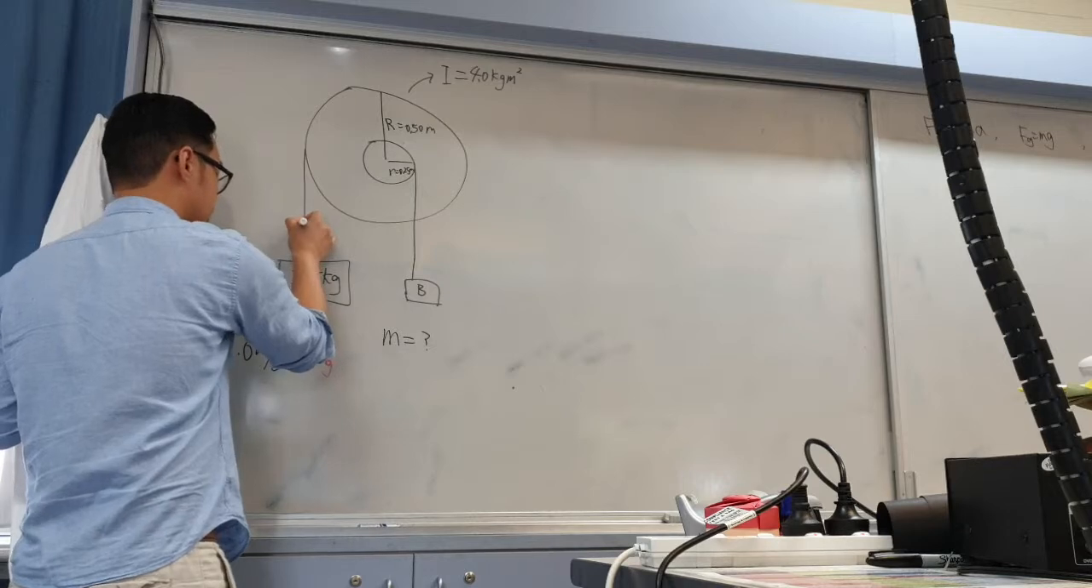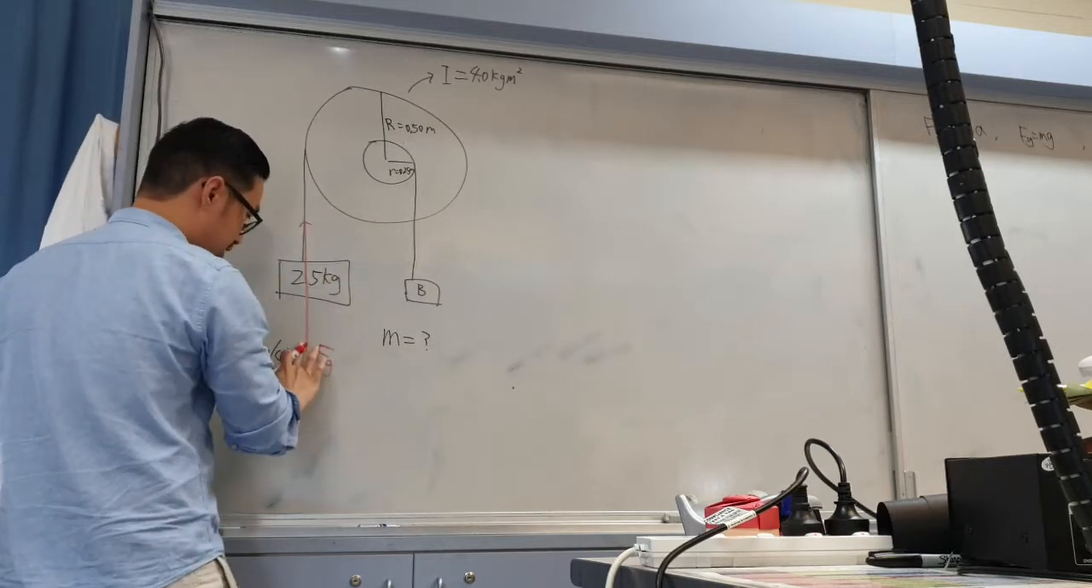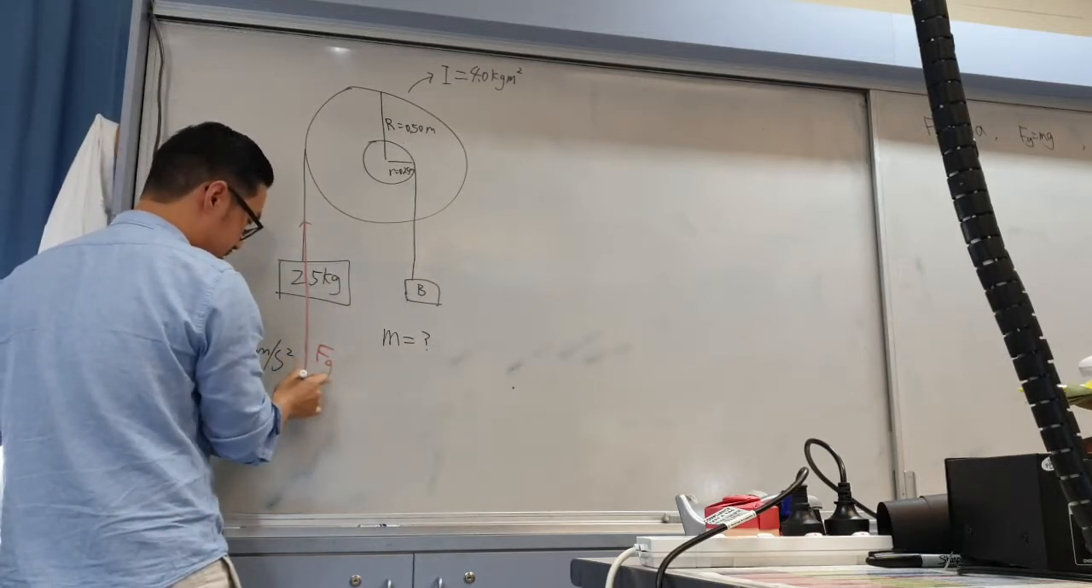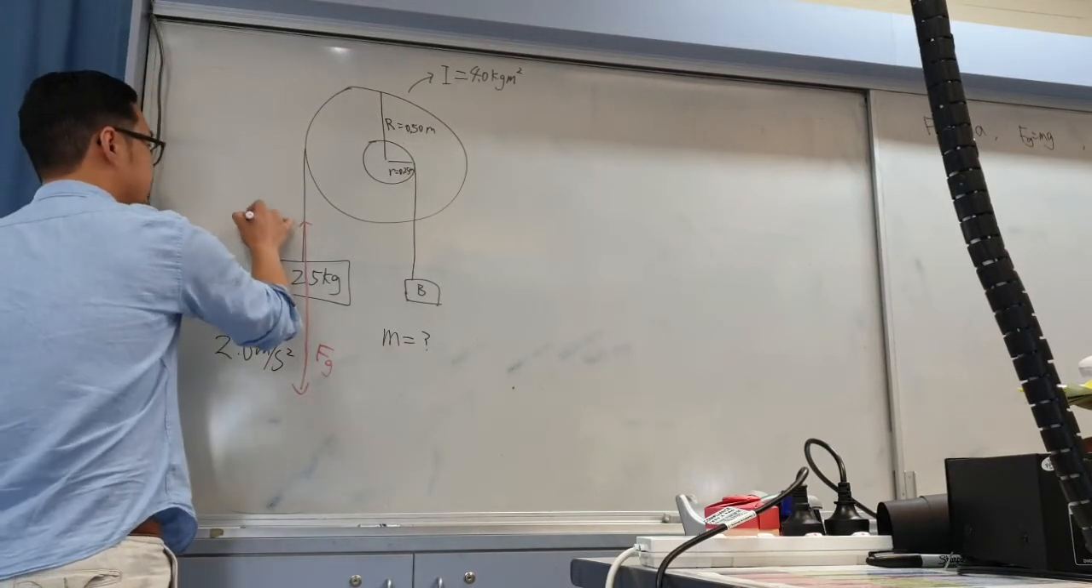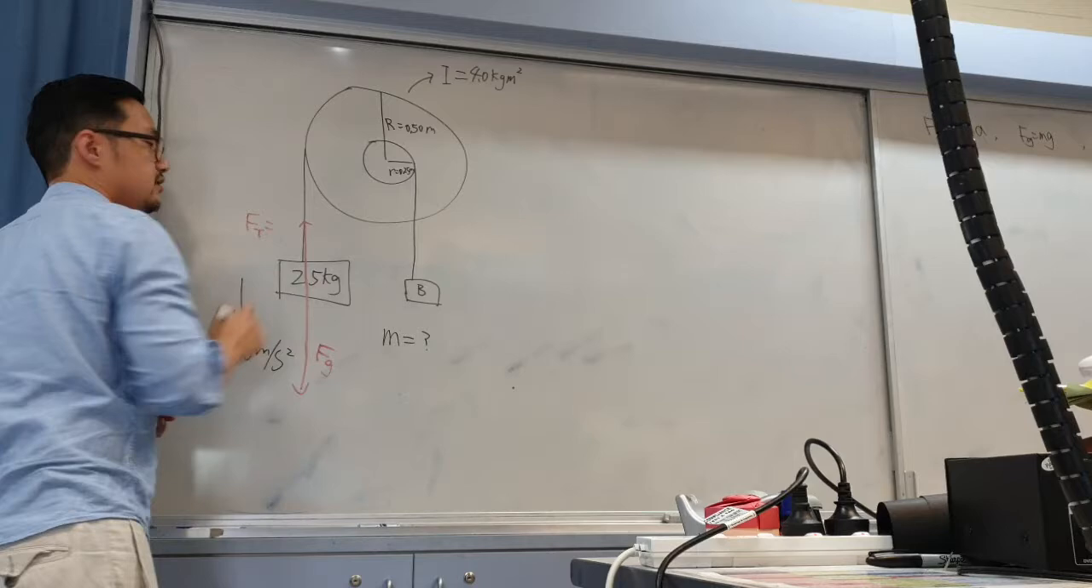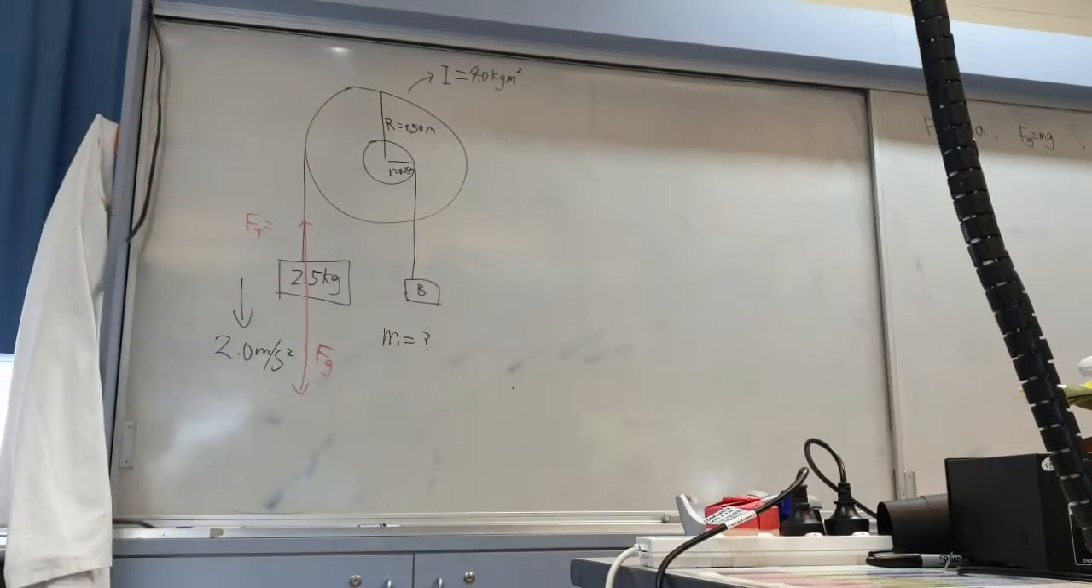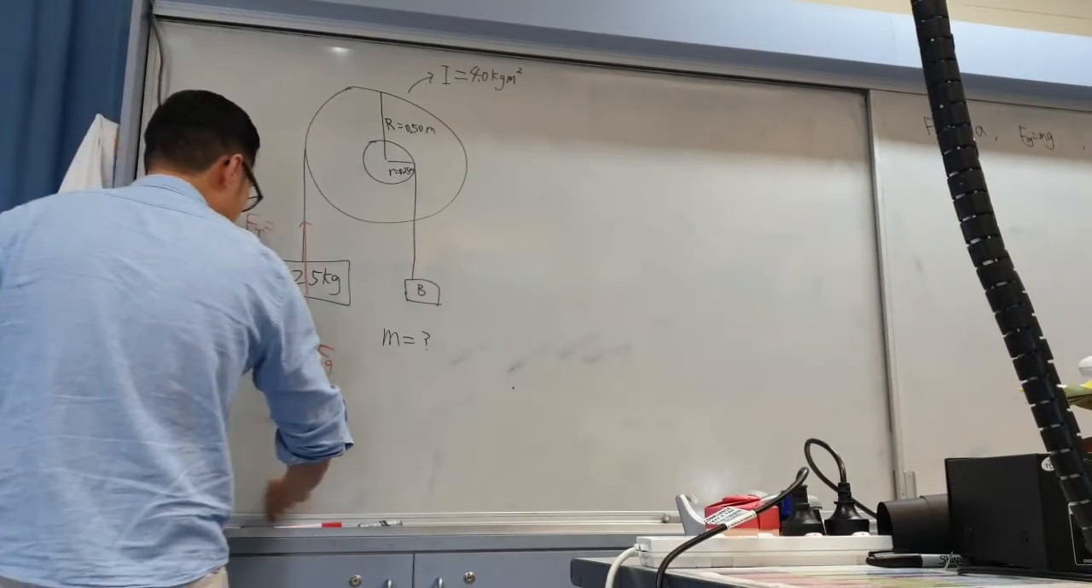So which one is bigger? Gravity. Obviously gravity is going to be bigger because it's accelerating downwards, right? Through this, I can calculate how big this tension force is going to be. Does that make sense? Okay, sweet. Let's have a try.